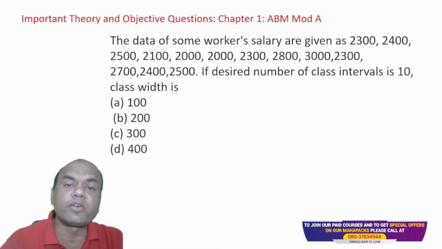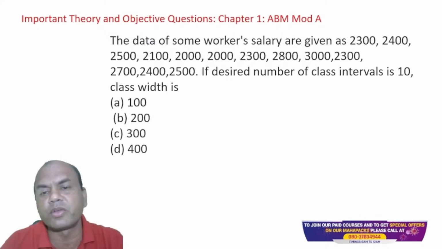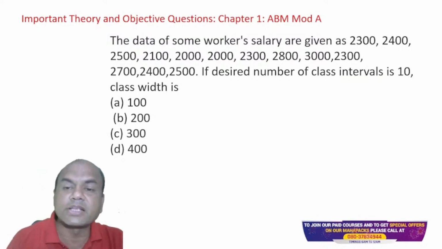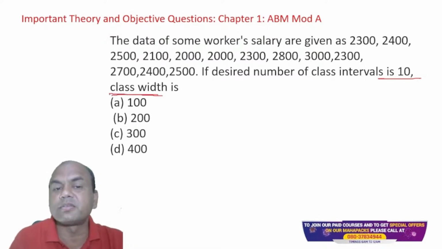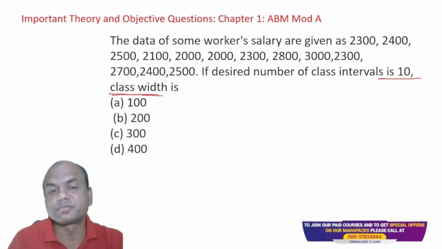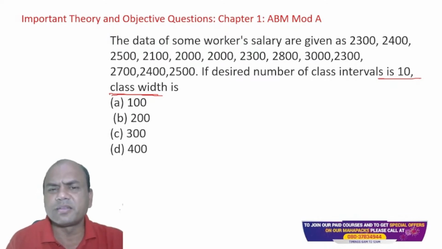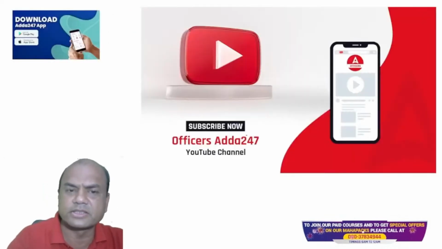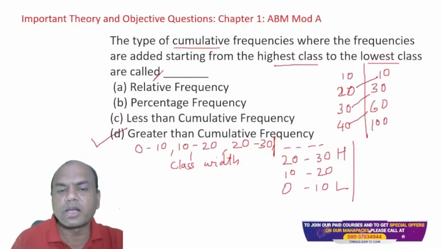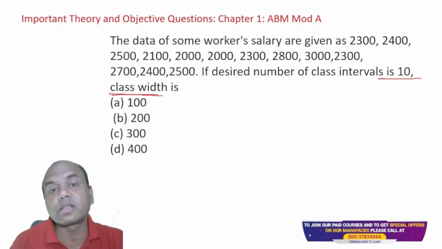The data of some workers' salary are given like this: 2300, 2400, 2500. You can read this data. If the desired number of class intervals is 10, then the class width is? Now, how to find out the class width? Firstly, remember what the class width is. Class width means, suppose I divide these numbers into classes, like 0 to 10, 10 to 20, 20 to 30, the same thing. The same class width you have to find here.